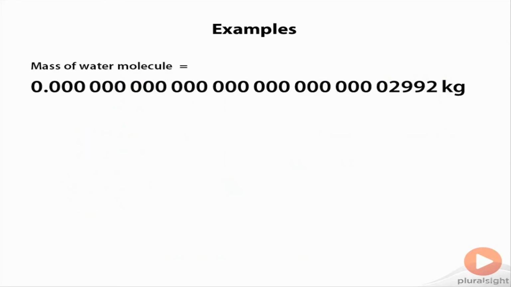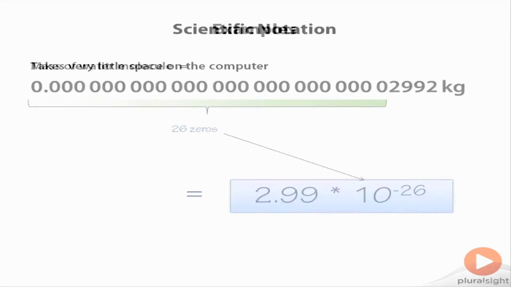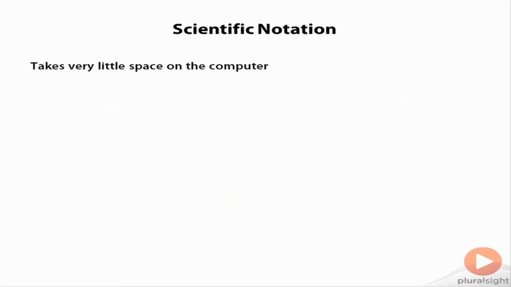Finally, let's convert the mass of a water molecule into scientific notation. Counting the zeros before the leading non-zero digit, there are 26 of them. So the mass is 2.99 times 10 to the minus 26 kilograms. And you can see it's much shorter to write the number this way, so that's definitely how you would normally write it. And the great thing about scientific notation is how little space it takes up on a computer.